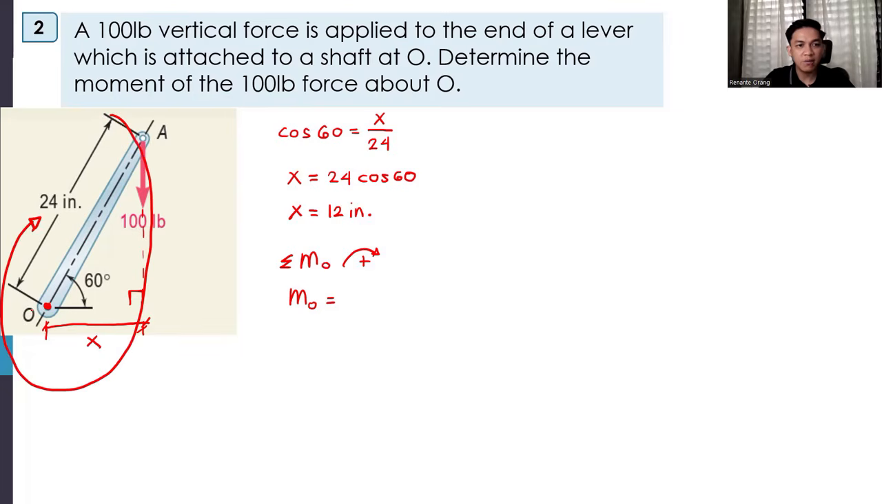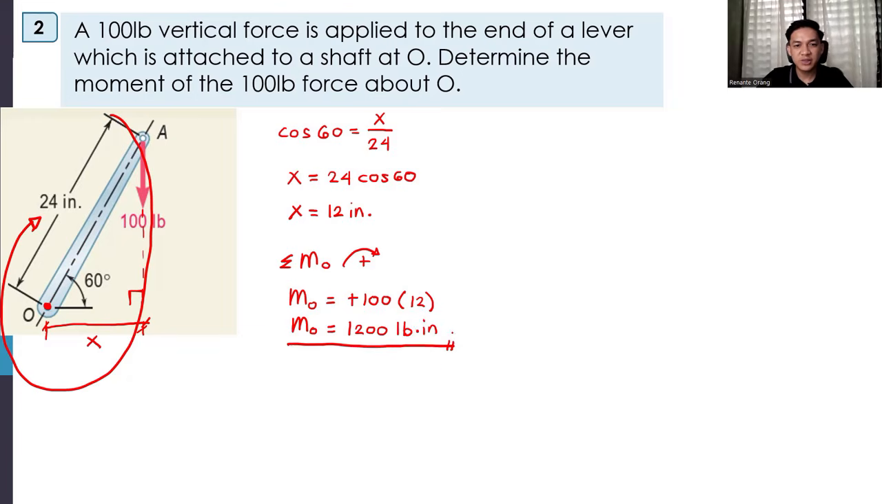And that is clockwise. So dito, that is positive 100 multiplied by its lever arm or yung kanyang perpendicular distance, which is x, which is na-solve na natin, that is 12 inches. So, moment O is equivalent to 100 times 12, which is obviously 1,200 pound inch. And this will be our final answer.